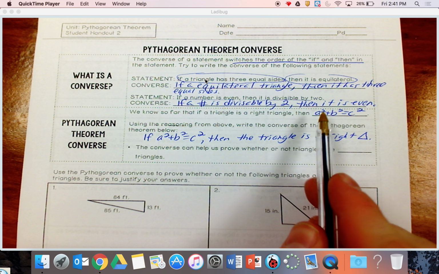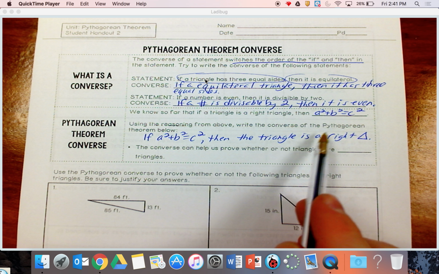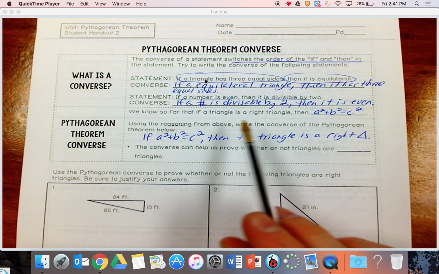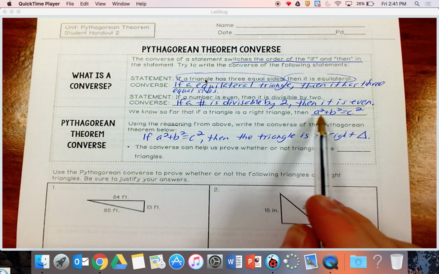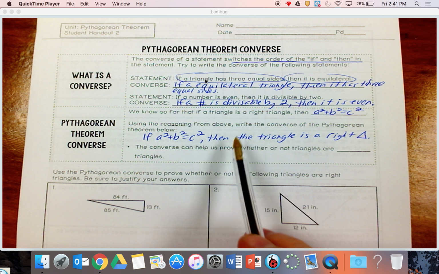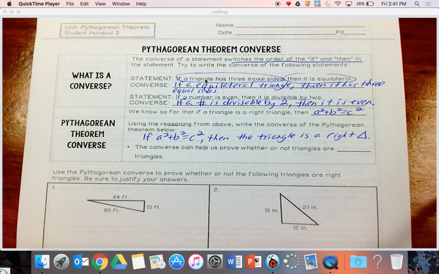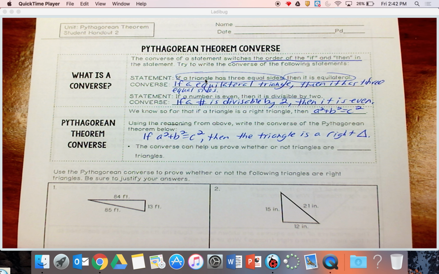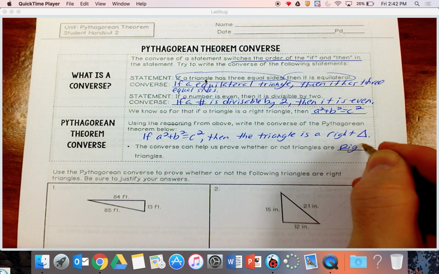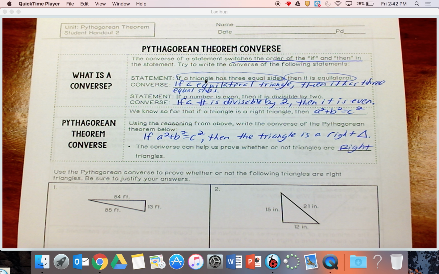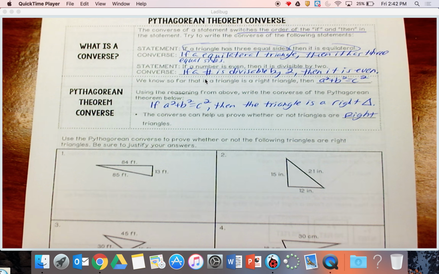Because remember, I can only use this theorem for right triangles. So if a right triangle, then a squared plus b squared equals c squared. If I flip it around and say, if this is true, then the triangle must be a right triangle. So this helps us prove if triangles are right triangles or if they are not. Basically, we're going to find the legs and the hypotenuse, and see if they match up to become equal. Let's see an example put forward here.